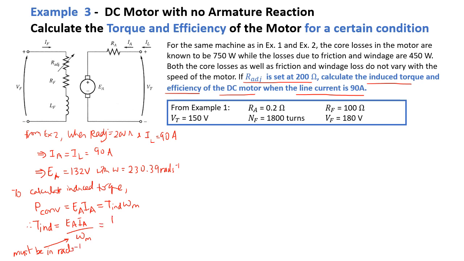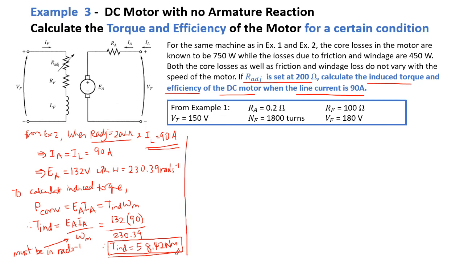If we put in the values, EA is 132, IA is 90, and the speed is 230.39 radians per second. This gives us an induced torque of 58.42 Newton meters. So this is the induced torque when R adjustable is 200 ohms and IL is 90 amperes. I repeat, to get induced torque, the equation is EA IA divided by omega m, and the speed must be in radians per second. We now move on to calculate the efficiency.